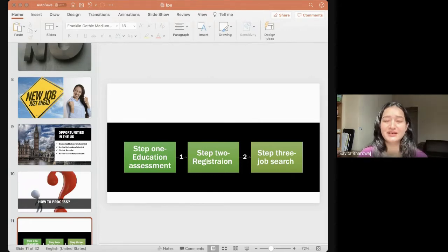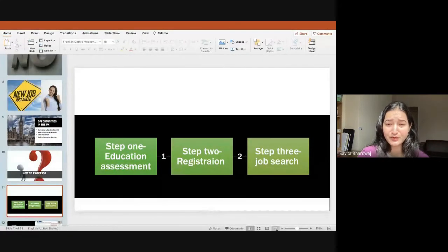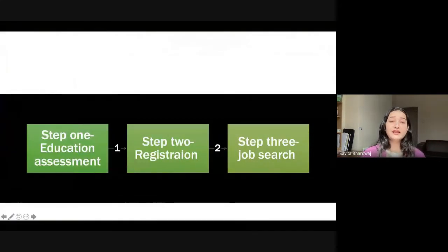In the UK, they have 4 years, and in other countries also 4 years. But some degrees, like medical laboratory technologists, are 3 years. So that's the thing they need to assess, and it is very important to assess. It doesn't mean that you are not eligible. So that's what education assessment means.